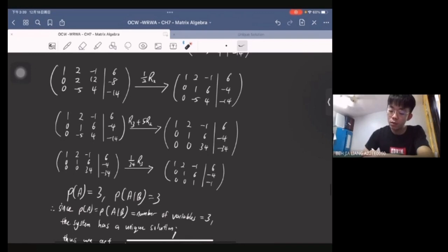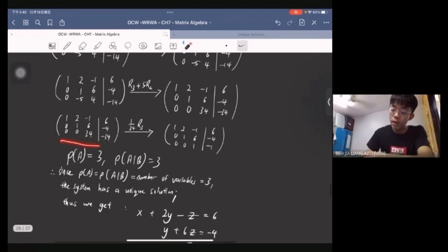So to get the 0, obviously we see here it has 1, right? So it is easy to get the 0. Row 3 plus 5 times row 2. So negative 5 plus 5 times 1 will get 0. And also remember for the values behind here. After that, finally, we just remain with this term 34. In order to get 1, we just divide by 34. So 1 over 34 times R3 will get 1.